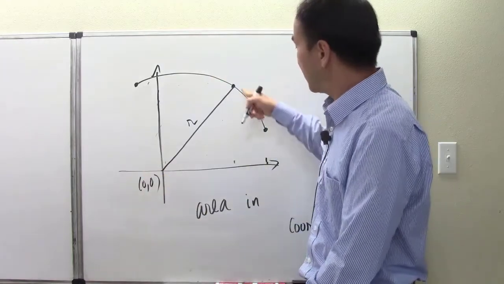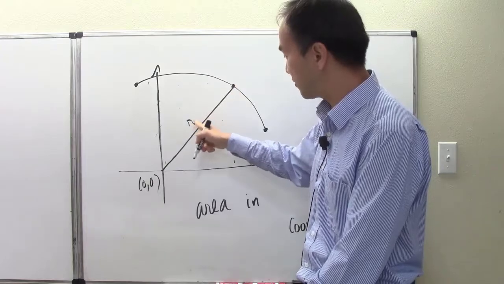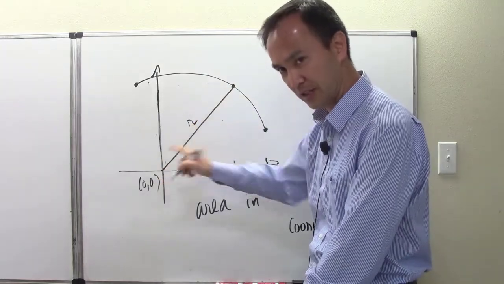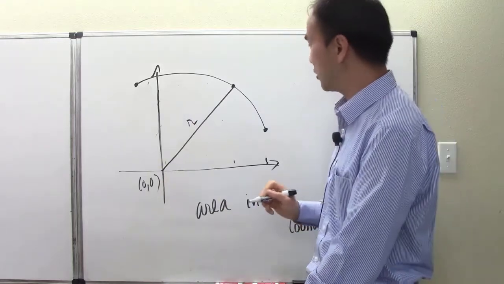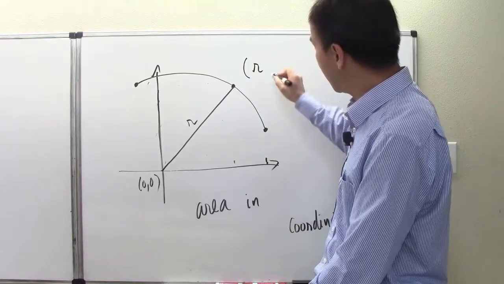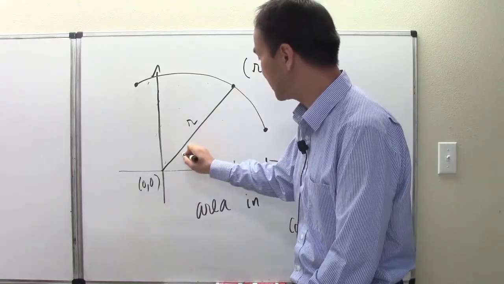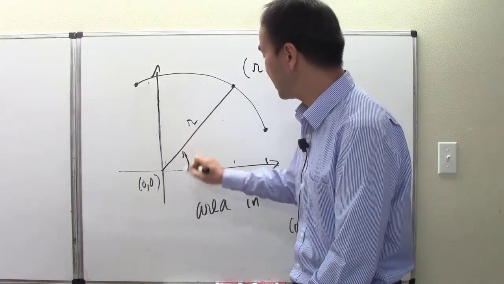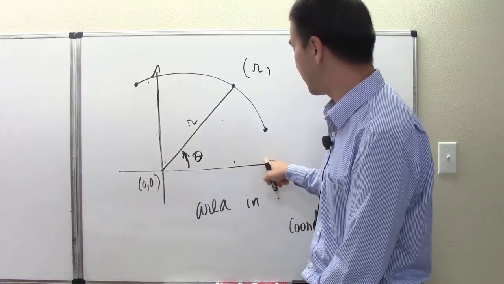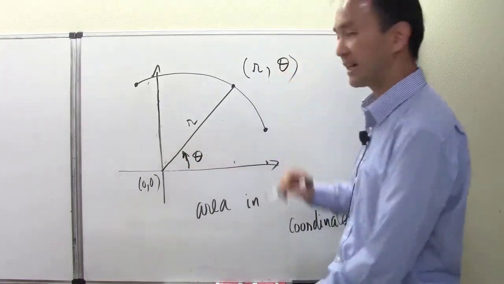Any point on the curve or any point in the plane is represented in terms of how much radius it makes from the pole. The pole is a different name for the origin, and so that point has radius r. Aside from how much radius, the point is also represented in terms of how much angle it opens up from the positive x-axis, and that angle here we denote as theta.